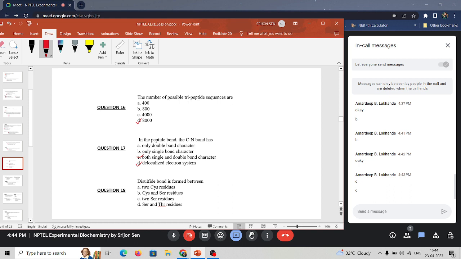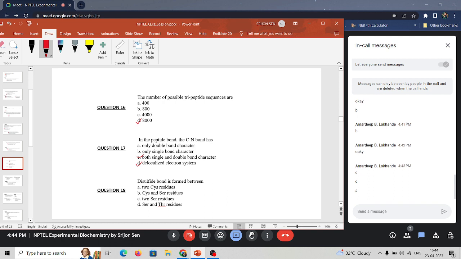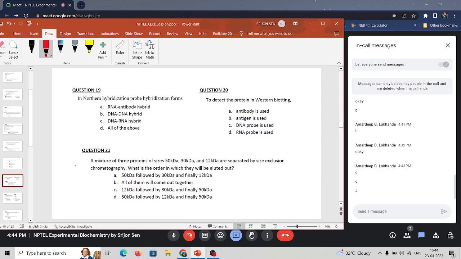Okay, the next question. Disulfide bond is formed between two cysteine residues. So these have side chains as SH. Because of this, the disulfide bonds will get formed. Correct. Next set. In northern hybridization, probe hybridization forms. What does it form? I discussed this very recently.